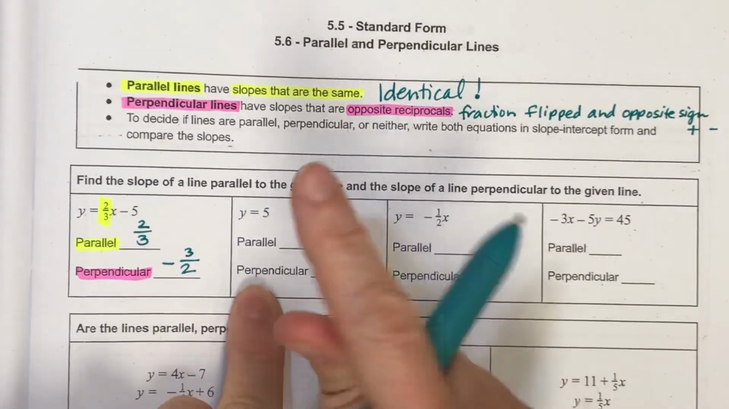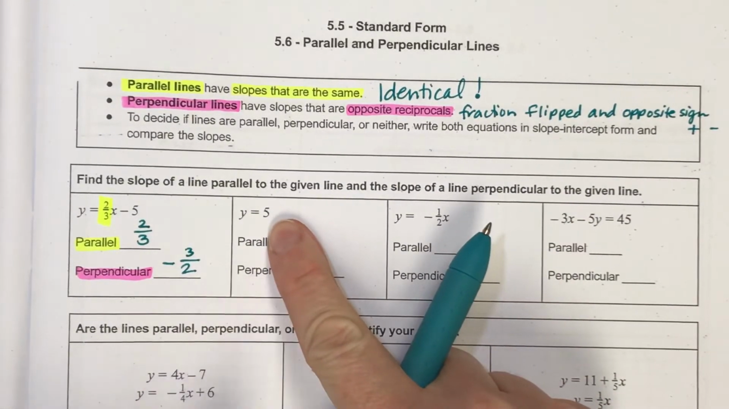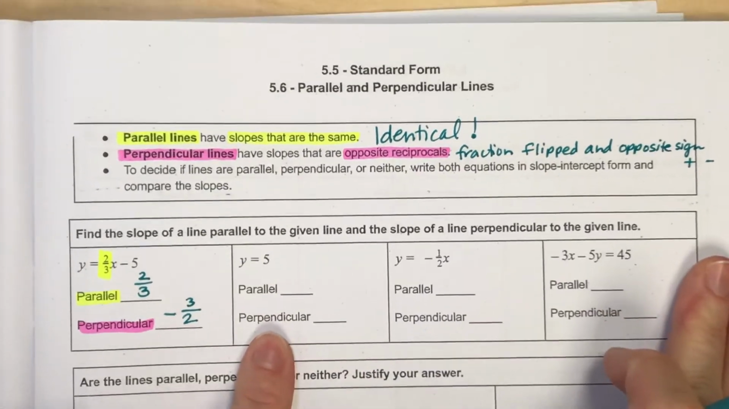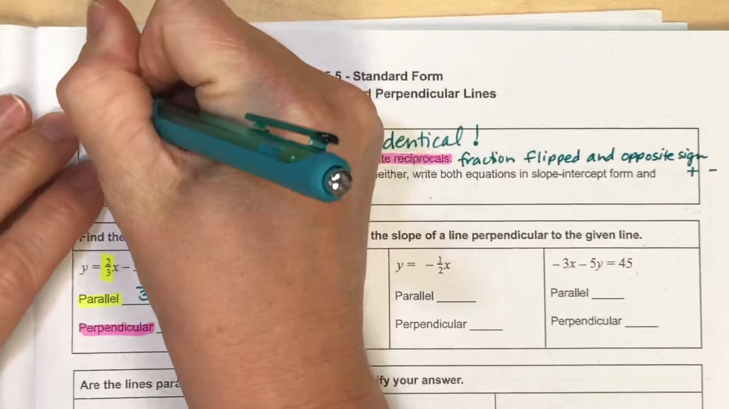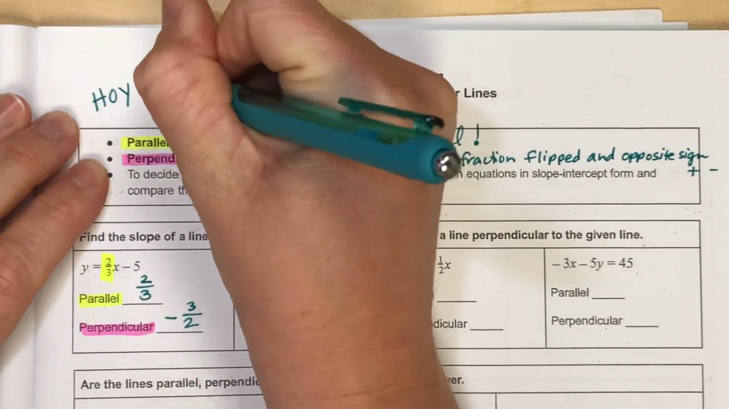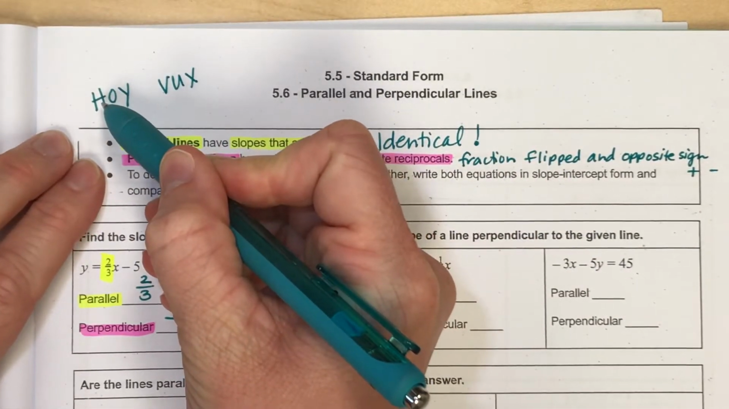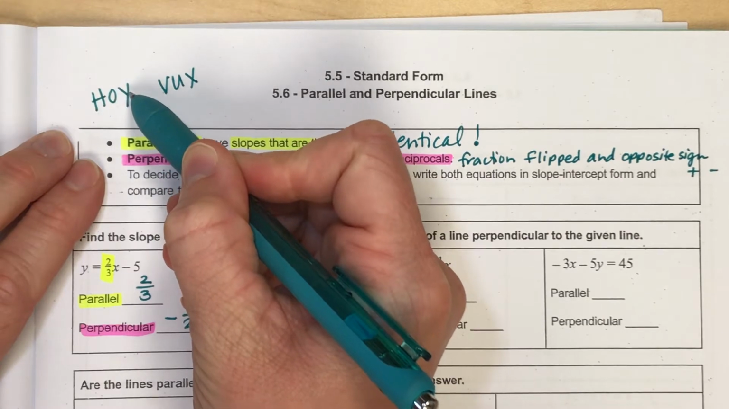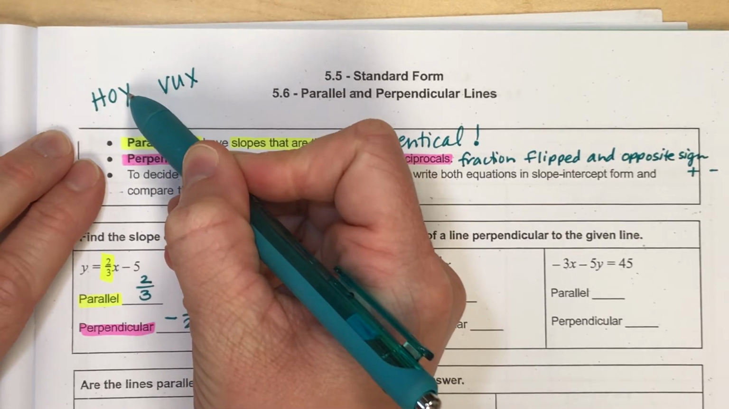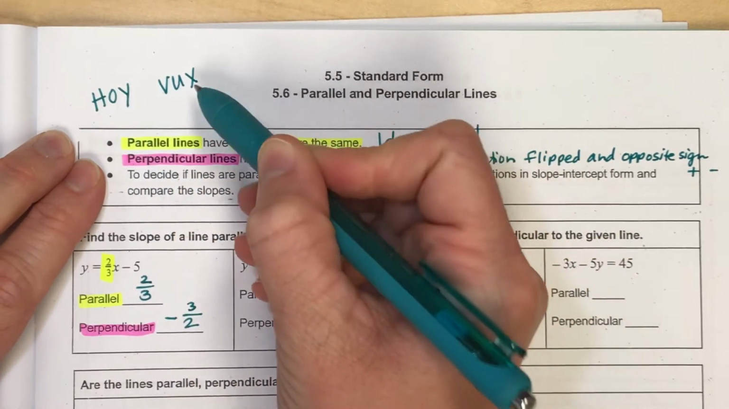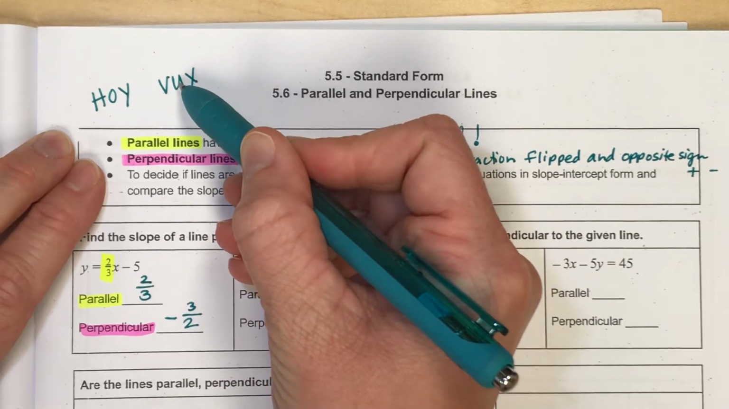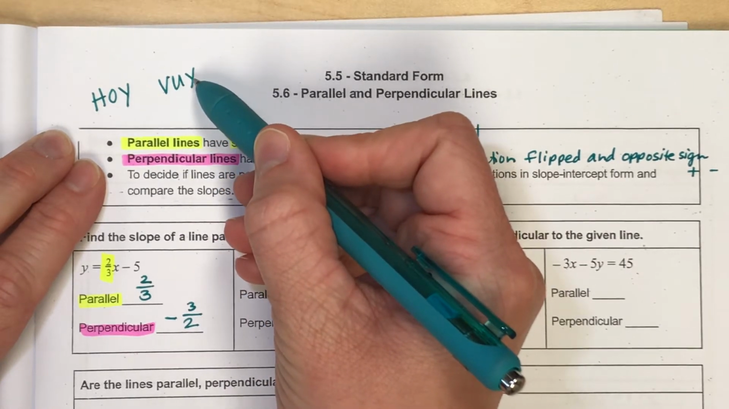Now in this equation, you do not see the slope, and so we have to do a little bit of thinking. I had this phrase in some previous videos, and it was called HOY VUX. HOY stands for horizontal lines have zero slope, and their function is y equal to a number. And then vertical lines have undefined slope, and their equations are x equal to a number.